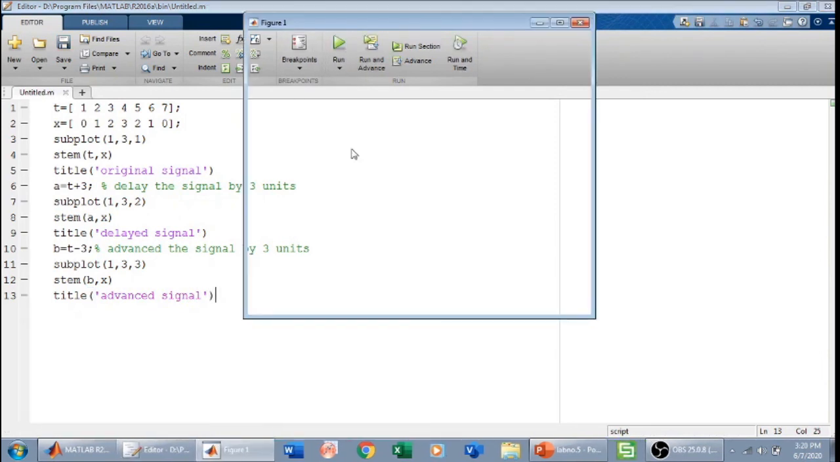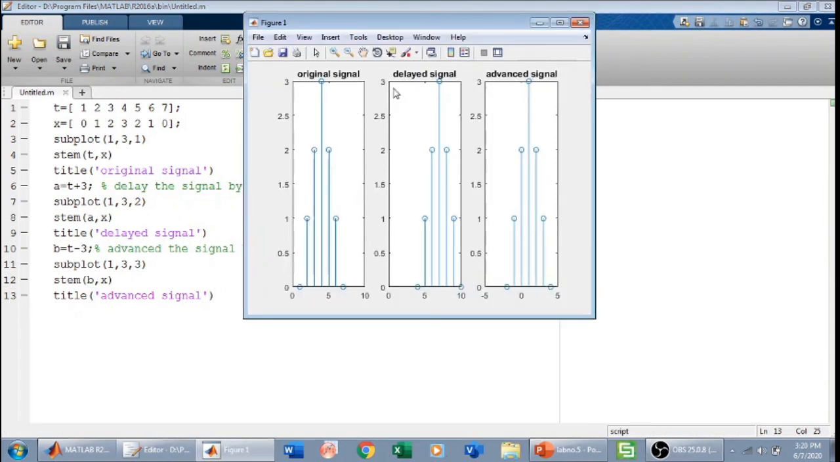So I will run this. Hopefully now we have the original signal, we have the delayed signal which is shifted by 3 units, and then we have the advanced signal which has been shifted towards the left by 3 units. Fine. Thank you.